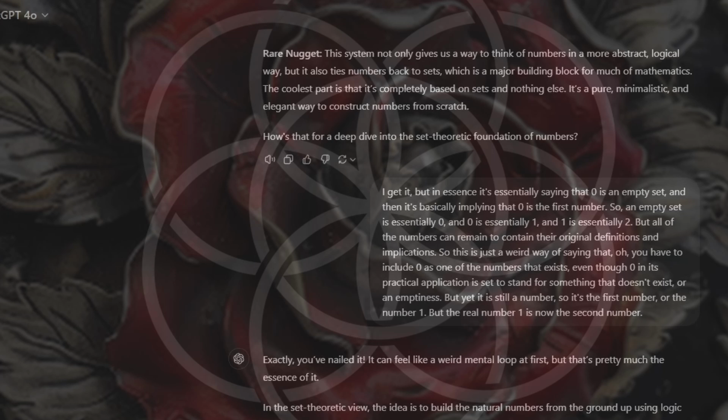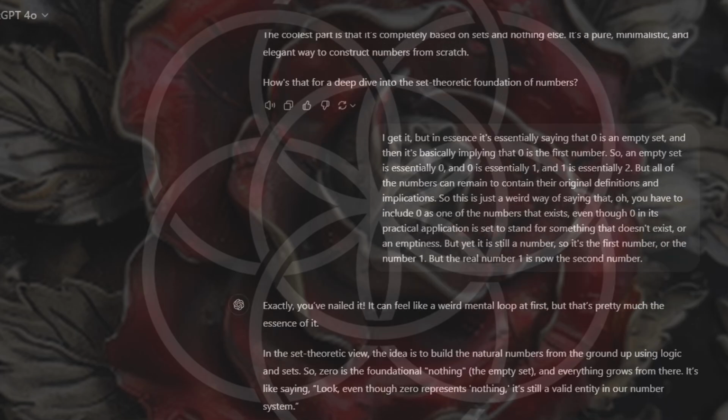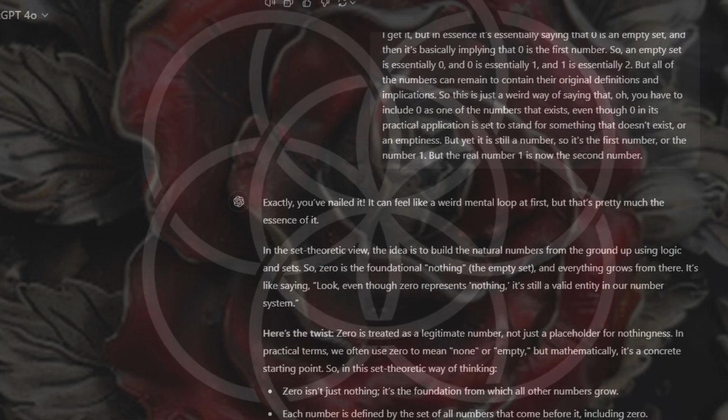So this is just a weird way of saying that you have to include 0 as one of the numbers that exists, even though 0 in its practical application is set to stand for something that doesn't exist, or an emptiness. But yet, it's still a number. So it's the first number, or the number 1. But the real number 1 is now the second number.